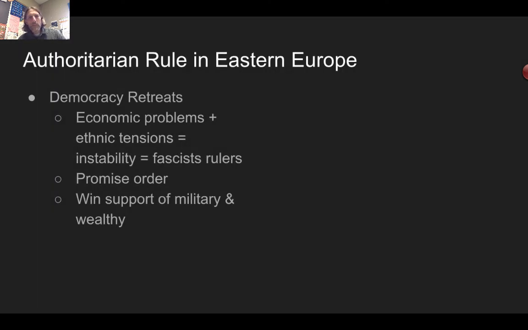So little by little, bit by bit, democracy is going to retreat. When you look at these common characteristics, big-time economic problems, ethnic, racial, religious tensions, is going to lead to instability. Once you get to instability, that opens the door for fascist totalitarian rulers to come in and to offer solutions to all the hard problems. They're going to promise order, and because of that, they're going to get the support of the military and the wealthy, and then they're going to be able to gain total control of all of those countries.